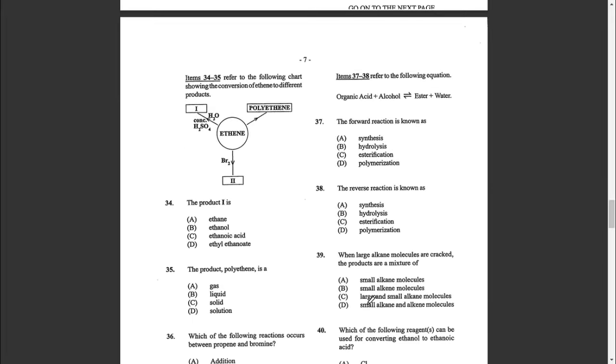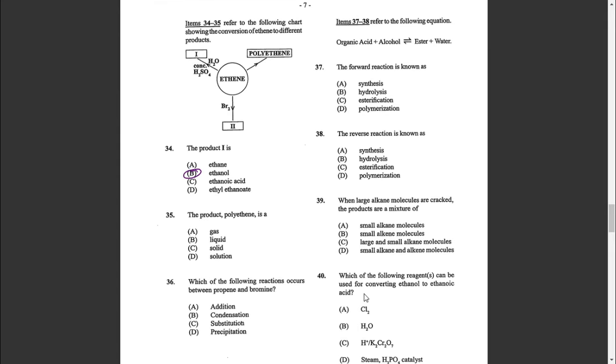Items 34 to 35 refer to the following chart showing the conversion of ethene to different products. Product I, right here, is an alcohol, ethanol. The hydration of ethene produces ethanol. The product polyethylene is a solid. Polyethylene is produced as granules that you can put in molders and melt, and then you use the liquid to shape whatever plastic bottles, toys, and so forth that you want to mold. But before that, it is a solid.